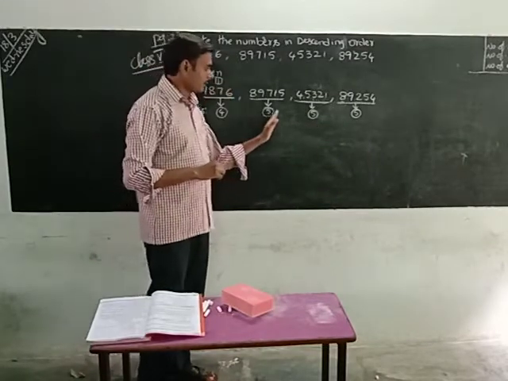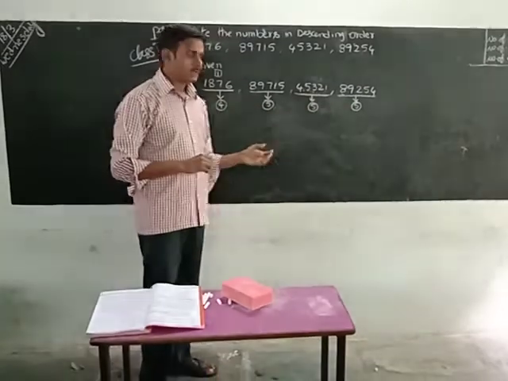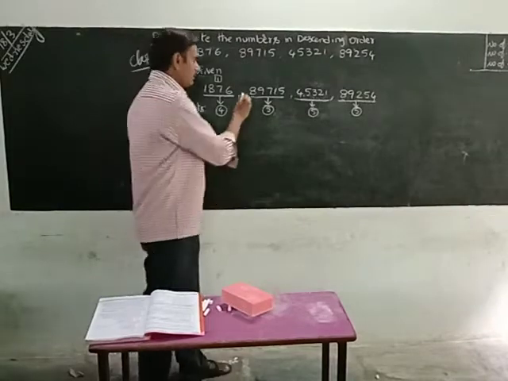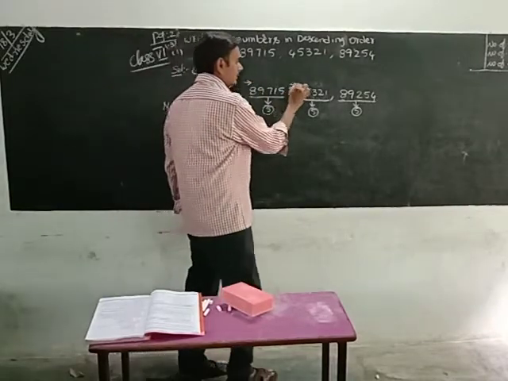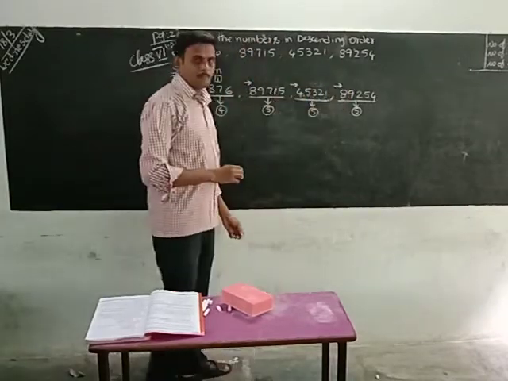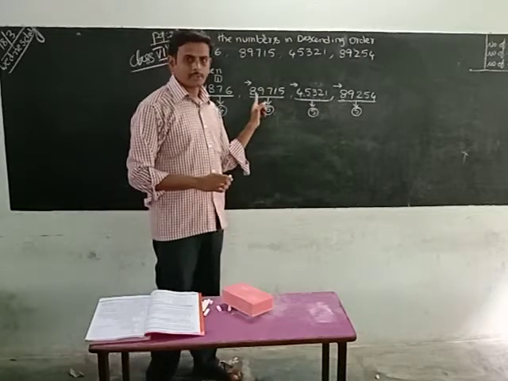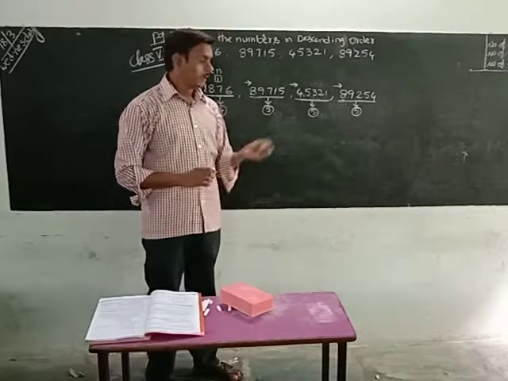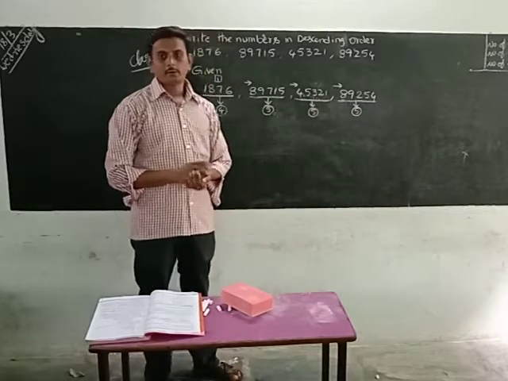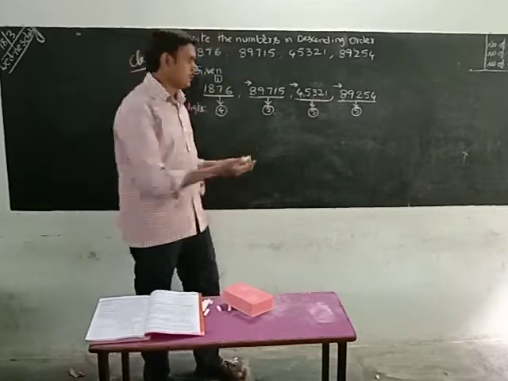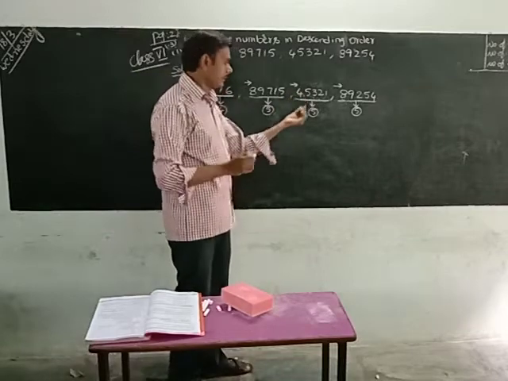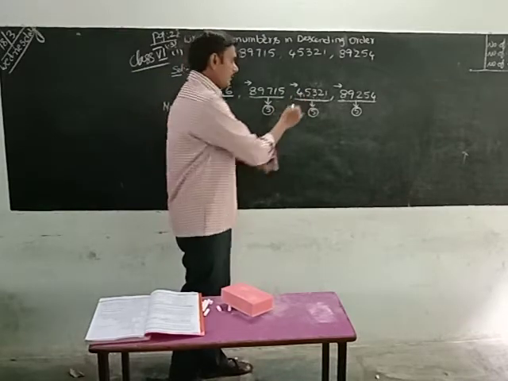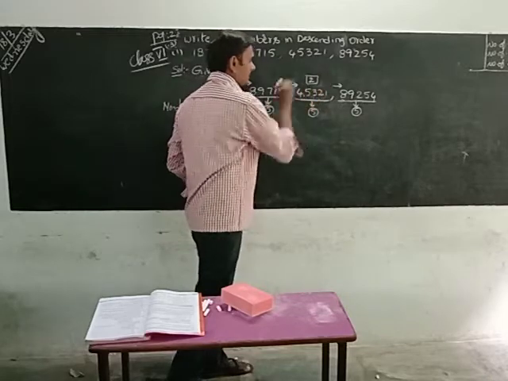Okay, if you go for the remaining 3 numbers, those have 5 digits. Whenever 5 digits are there, we compare from the left side of each number. Now compare the first digit: 8, 4, 8. Which is the smaller? 4 is the smaller. Only one number is there with it, so this is the second place.